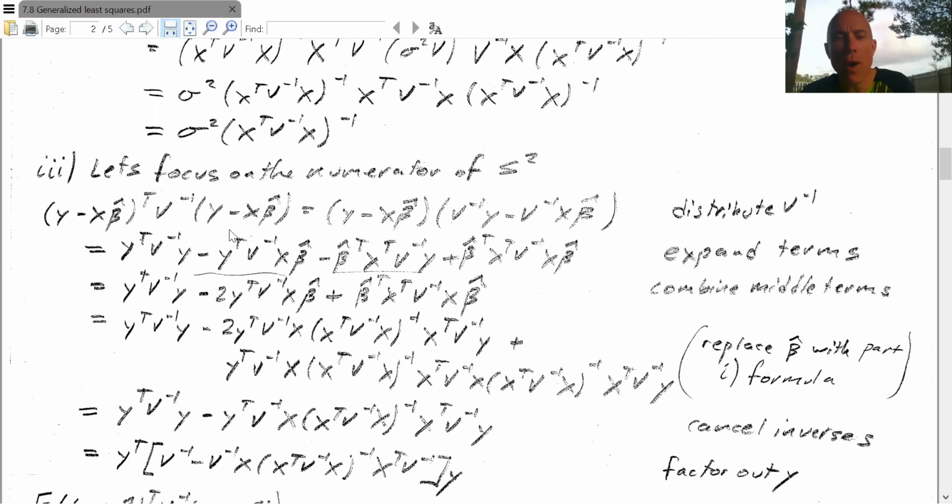Okay, so let's take the numerator, just right off the top. I'm going to distribute the V inverse across this parenthesis, so I get V inverse Y, V inverse X beta hat. Now I'm going to go through these two parentheses and distribute everything. Distribute the Y, I get this. Distribute the Y, I get that. Distribute X beta hat to here, I get this. Oh, and there should be a transpose on this one. Then I distribute this to here, and I get that.